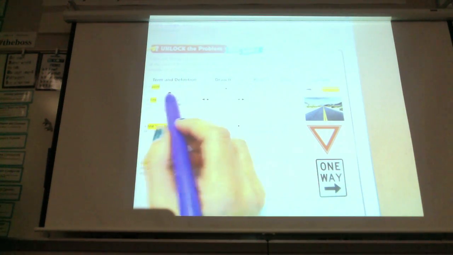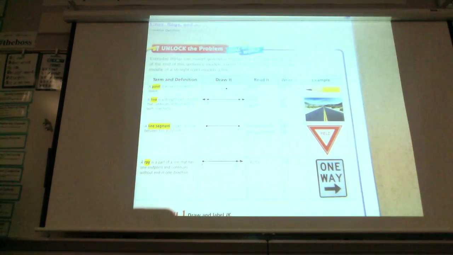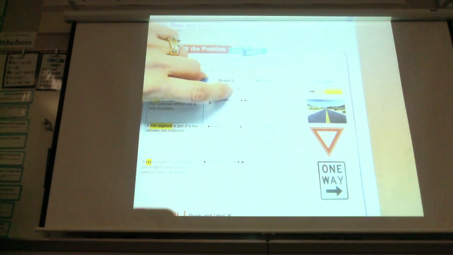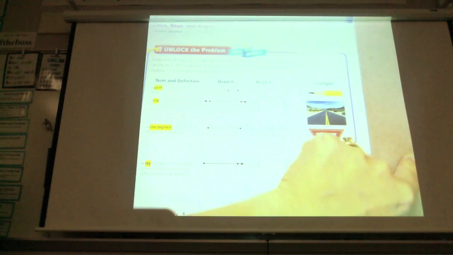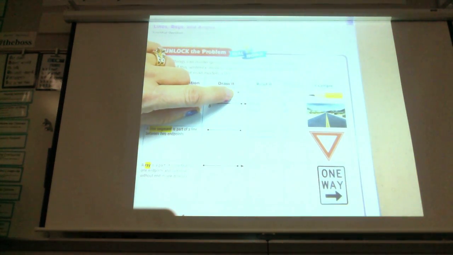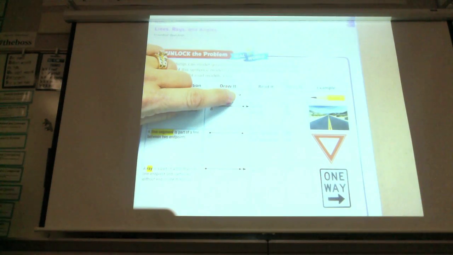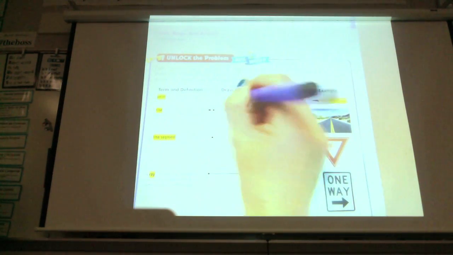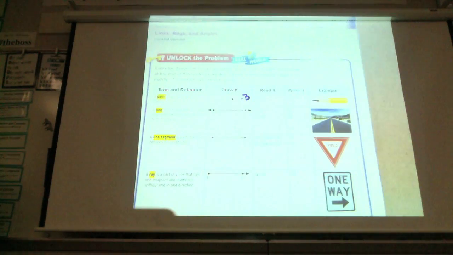A point is an exact location in space. I can put a dot. Where is that point? Right there. It's in that exact location. Is it over here? No. No, it's right there. It's an exact location in space. And in this case, that space is right here on my paper, right there. Okay? They also drew point A. I just drew point B.